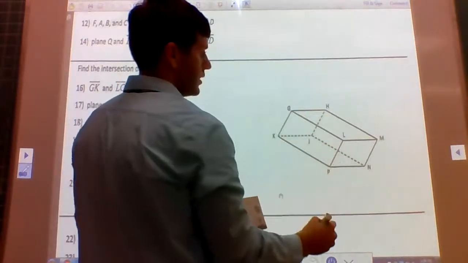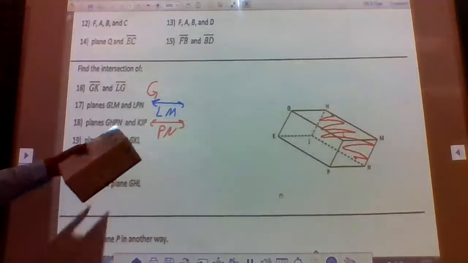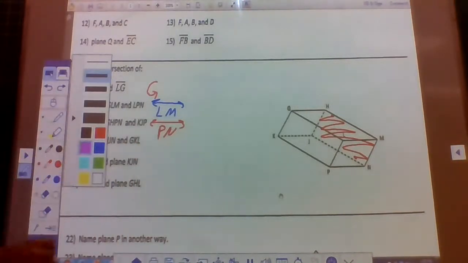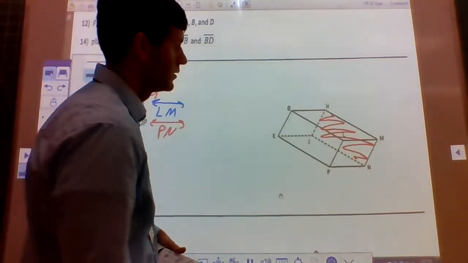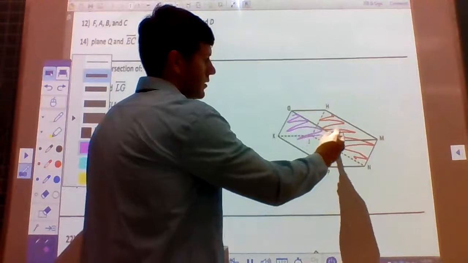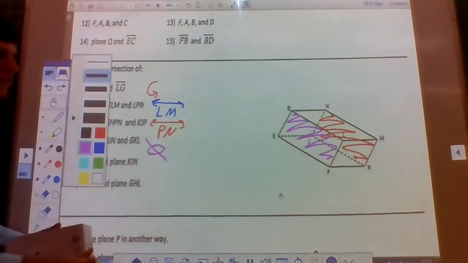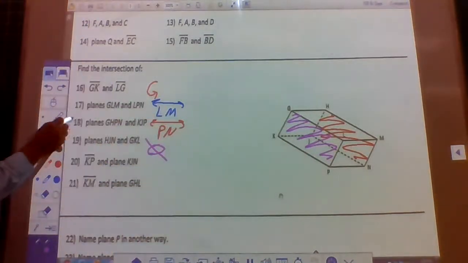So HJN is the back. It's going to intersect plane GKL, the front. Those planes are not going to intersect, so that is no solution. We have the front plane, we have the back plane, and those planes don't intersect.